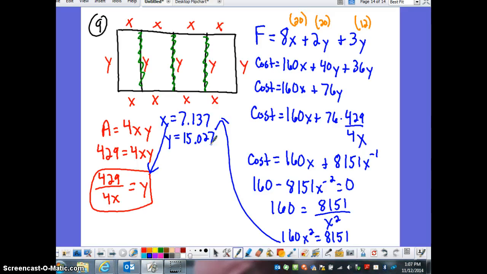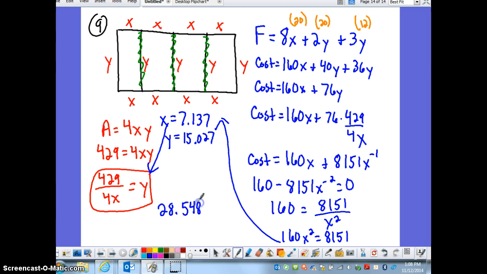So going back to what the question is actually asking here, it says determine the dimensions of the entire pen. All right, so we want the entire pen. That's the whole thing, not just one of the individual ones. So it's not just the 7.137 by 15.027. It's the whole pen. So the whole bottom, there's 4 of those x's. So 4 times that 7.137 here is going to give us 28.548. And this was in meters. All right, and that's by our Y value, the other side, which is the 15.027 meters.